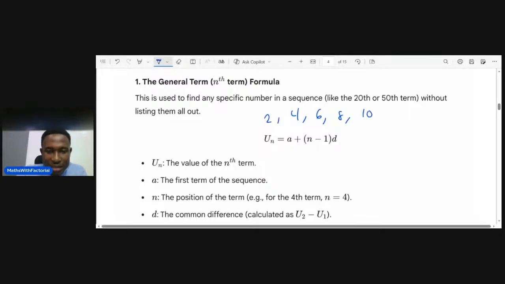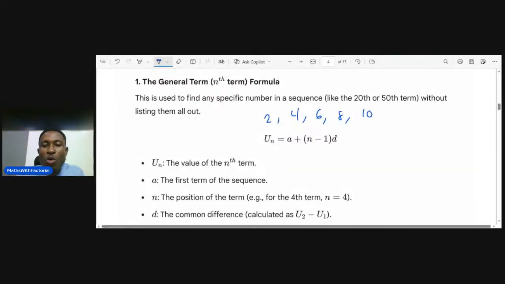Un, there's the number of the term, the fifth term, for instance. So the fifth term of this particular sequence is what? 10. The common difference is what? By just looking at it, 2, 4, 6, 8, 10, it is 2. That's the difference between each consecutive term, right? 2 plus 2, 4, 4 plus 2, 6, 6 plus 2, 8, 8 plus 2, what? 10. So in this particular sequence, we have 5 terms.